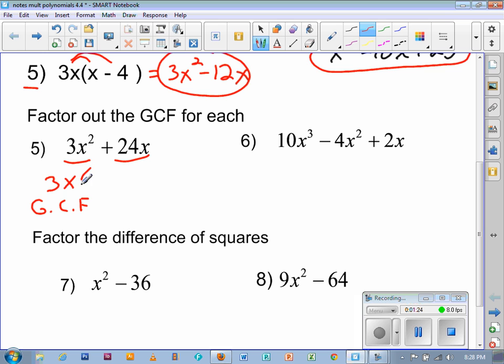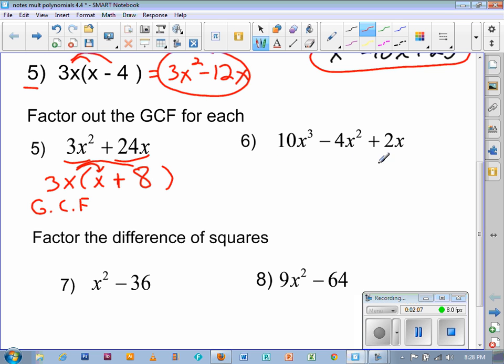The next step with factoring out the GCF is to put a parenthesis next to the 3x that you found. Then, thinking backwards, ask yourself, 3x times what is 3x squared? I think x would work nicely, because 3x times x is 3x squared. Plus, then we have to figure out what would be placed here to get 24x. We would need an 8, and we already have an x. So 3x times 8 gives us 24x. There is an example, completely factored, of factoring out a GCF.